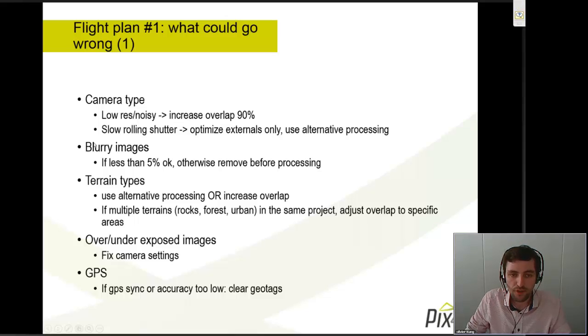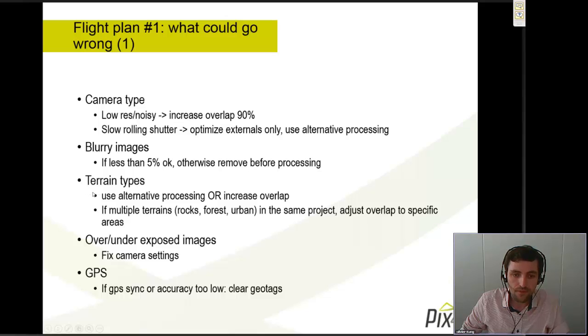If you have blurry images in your project, say between 5 and 10% of blurry images, the software will handle it quite nicely and will automatically discard the wrong ones and take advantage of the other ones. However, if you have more than 10% of your images extremely blurry, we would recommend removing them by hand before starting the processing.